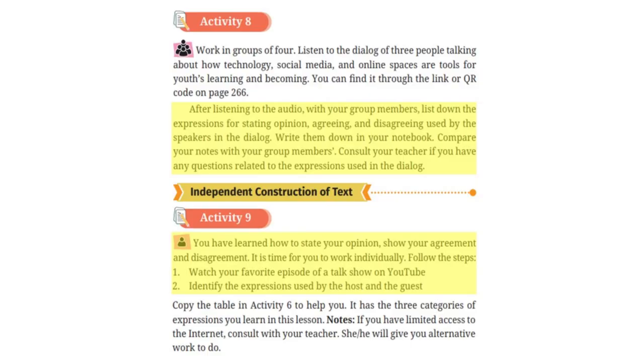After listening to the audio, list down the expressions for stating opinions, agreeing and disagreeing used by the speakers in the dialogue. Write them down or make a recording. Check your understanding by following the steps. First, watch your favorite episode of a talk show on YouTube. Then, identify the expressions of giving opinions, agreement or disagreement used by the host and the guest. There are three categories of expressions you learn in this lesson. If you have limited access to the internet, consult with your teacher. She or he will give you alternative work to do.